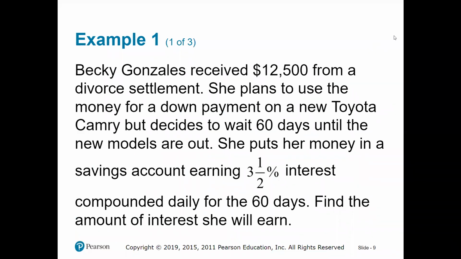All right, let's look at an example. Becky Gonzalez receives $12,500 from a divorce settlement. She plans to use the money for a down payment on a new Toyota Camry, but decides to wait 60 days until the new models are out. She puts her money in a savings account, earning 3.5% interest compounded daily for 60 days. Find the amount of interest she will earn.